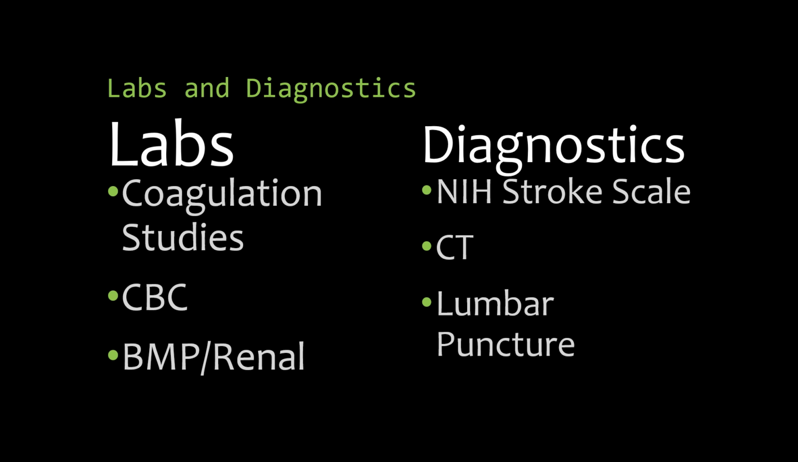A CT, absolutely warranted, especially because you've got to rule out whether it's hemorrhagic or ischemic. So a CT can help identify, is there a clot or is there a bleed? And if there's a bleed, that is very, very bad. We also may want to do a lumbar puncture, so we can look at the cerebral spinal fluid.